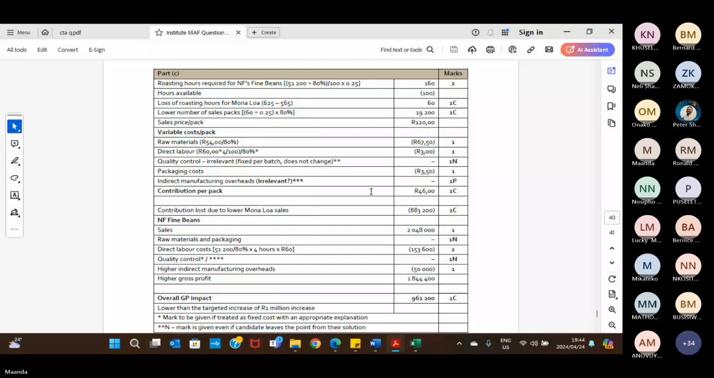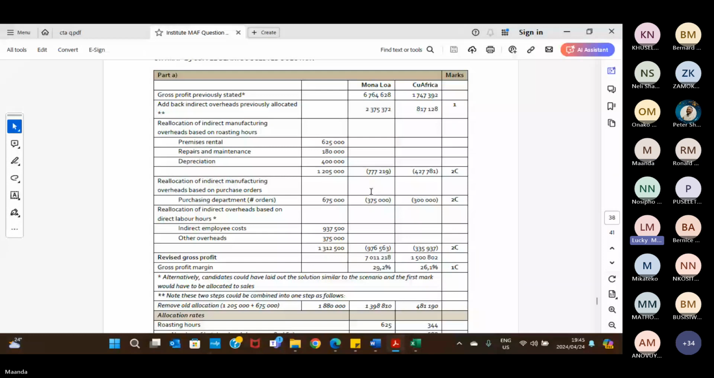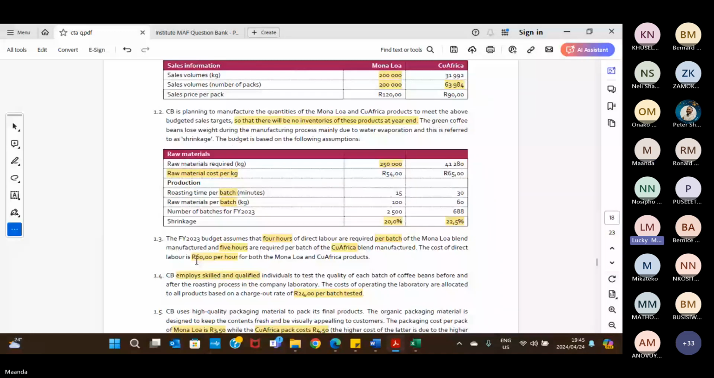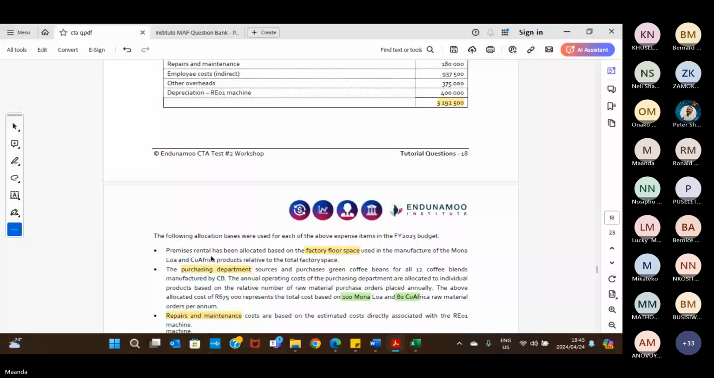Sorry for disturbing. From that calculation of labor hours, where do you get the 688? I thought we were going to use 60. All right, so let's go back. What is the 60? The 60 per hour. The cost of direct labor is 60 rand per hour. Okay, so this is the cost, right?